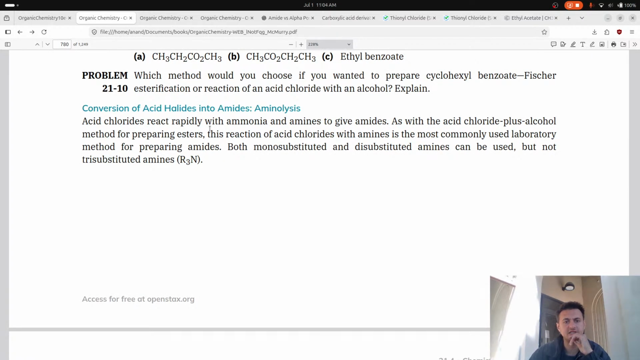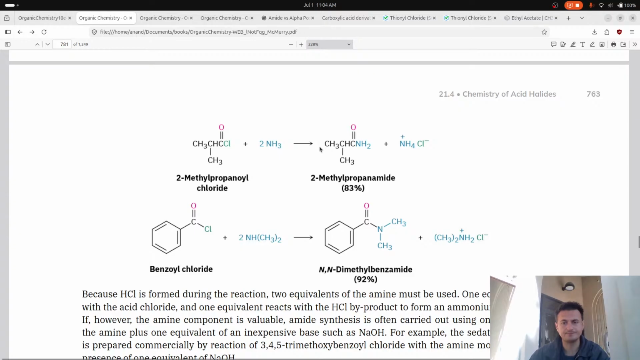Alright, the conversion of acid halides into amides by aminolysis. Acid chlorides react rapidly with ammonia and amines to give amides. As with the acid chloride plus alcohol method for preparing esters, this reaction of acid chlorides with amines is the most commonly used laboratory method for preparing amides. Both monosubstituted and disubstituted amines can be used, but not trisubstituted. Right, oh, I forgot about this two equivalence thing. This is important.